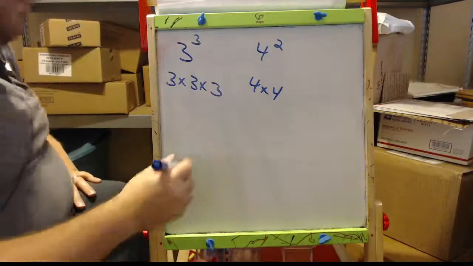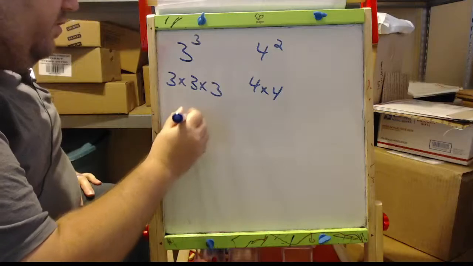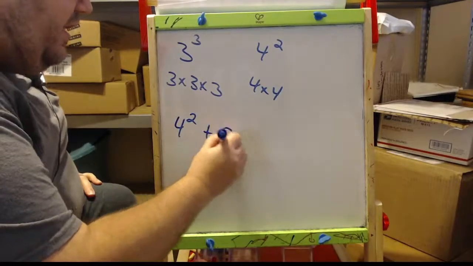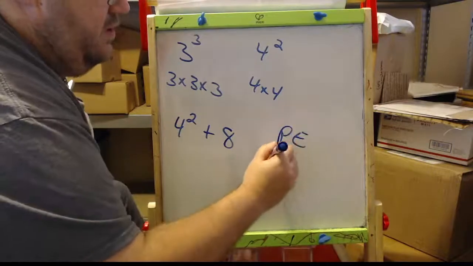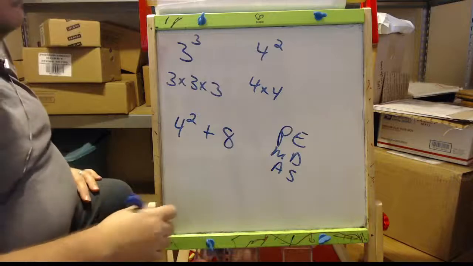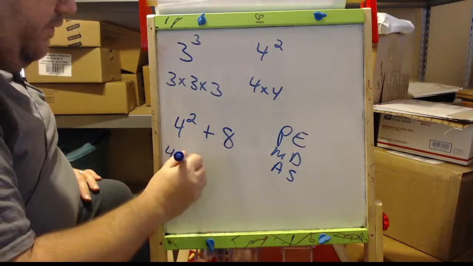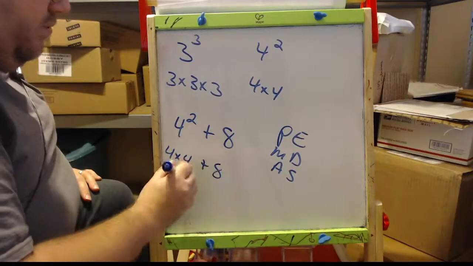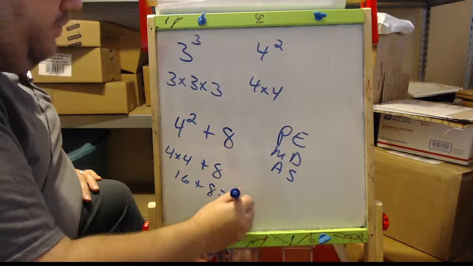Okay, so if it was in a problem and it said something like 4 squared plus 8. Please excuse my dear Aunt Sally is how I remembered it, or PEMDAS. So exponents go first. What I would do is take 4 times 4 first and then add 8. So it'd be 16 plus 8, which would be 24.